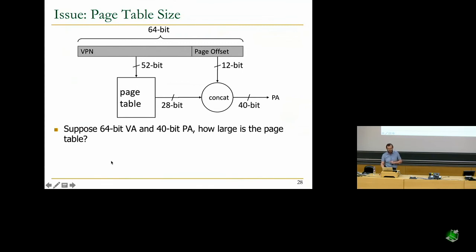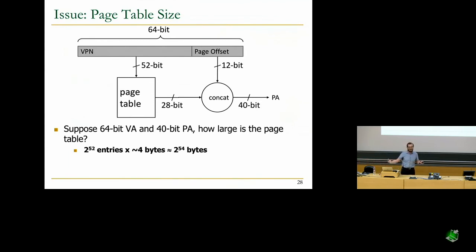What is the size of the page table? Well, the page table needs to store at least 28 bits for the physical page number, plus some other bits. Let's assume that you have about 4 bytes. So the size of the page table is 2 to the 54. That's really huge, which means that you cannot store it in physical memory. You really need to store it on the disk.